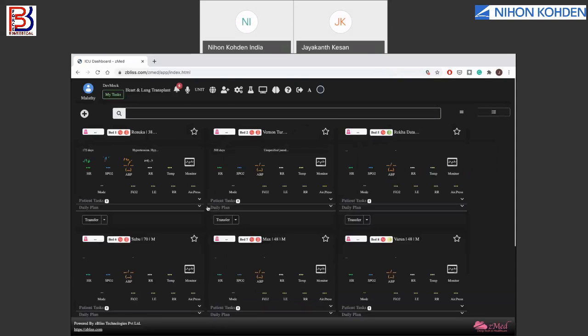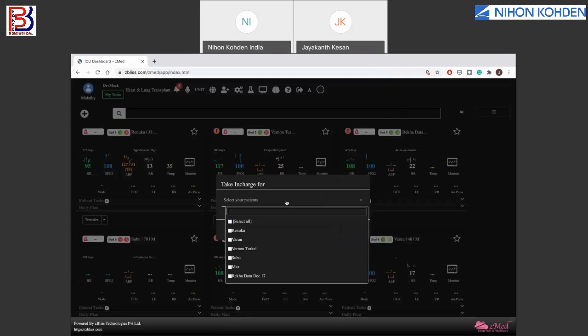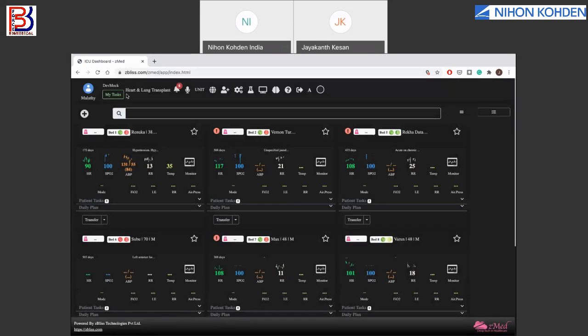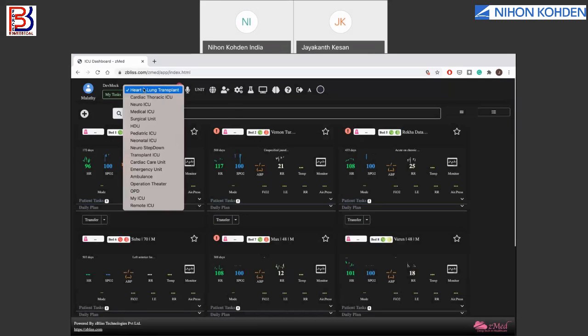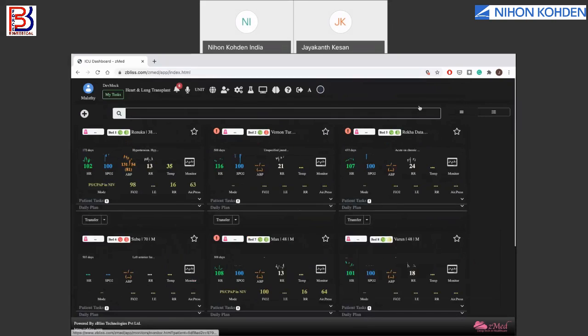So what happens is, once you log in, the application takes you to the default unit. Right now the default unit, this is a demo hospital, is the heart and lung unit. In this, there are 12 patients, out of which 6 are occupied. And what you see here is the live data coming from the patient monitors and the ventilator. I'll just open one of the patient monitors.